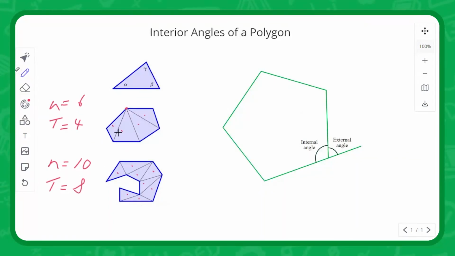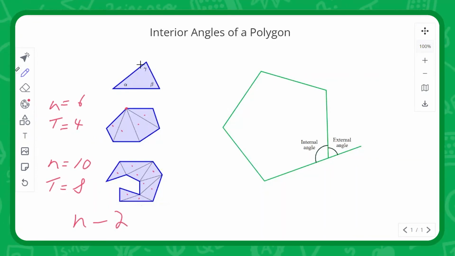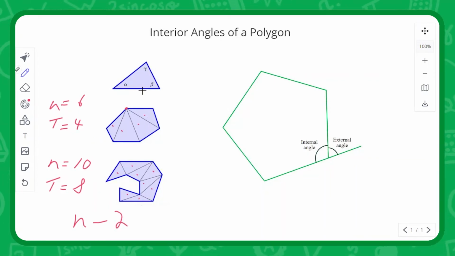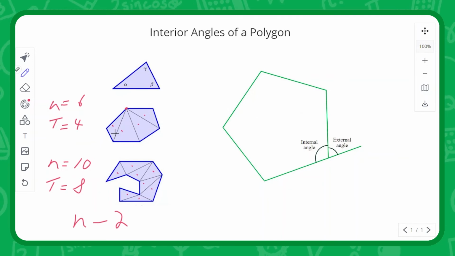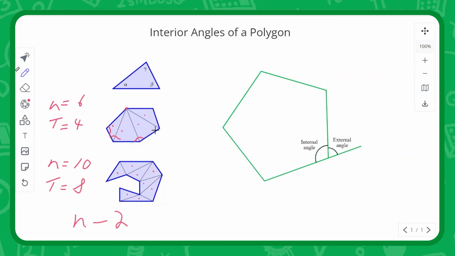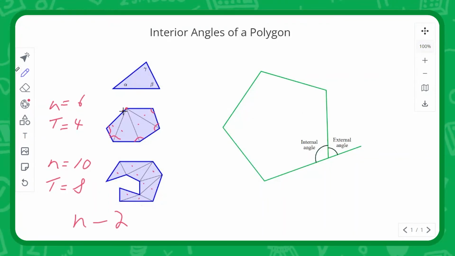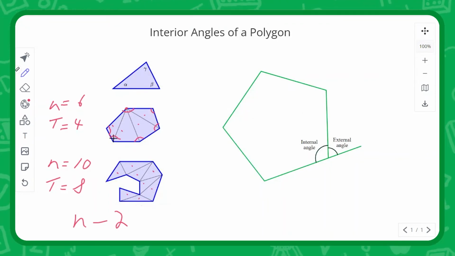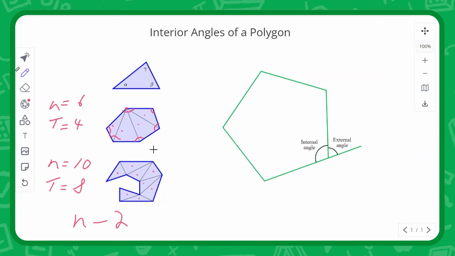If you keep doing this, you'll notice a pattern, that the number of triangles you form inside a polygon is 2 less than the number of sides. So that's n subtract 2 for the number of triangles. How many degrees were there in a triangle? 180. So if you want to get all the degrees inside any polygon, all you do is you add up all the degrees, all the angles of each of these triangles.